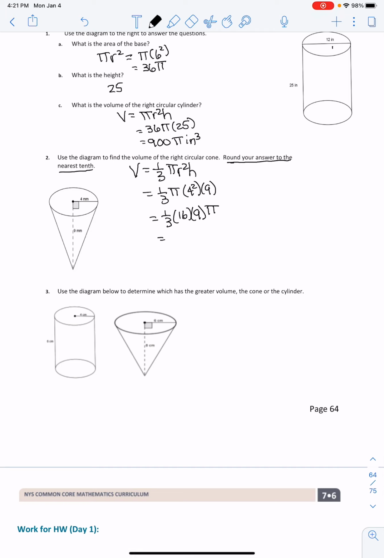We are going to use 3.14 for pi. So I'm going to erase pi, and I'm going to use 3.14. And I get 150.72. And when I round this, I get 150.7 millimeters squared.